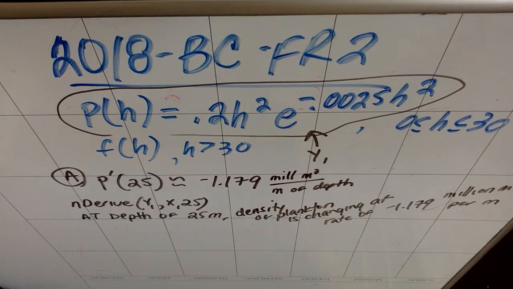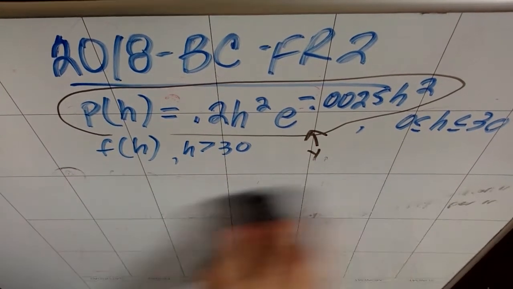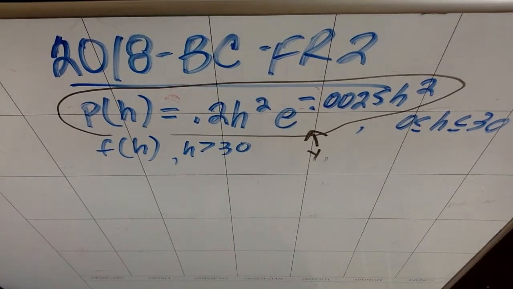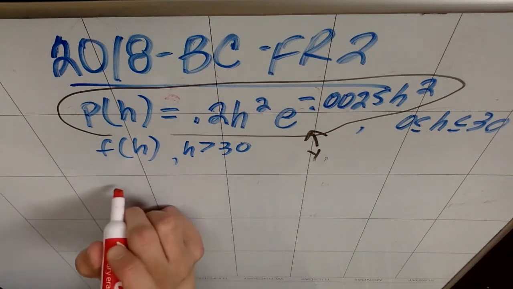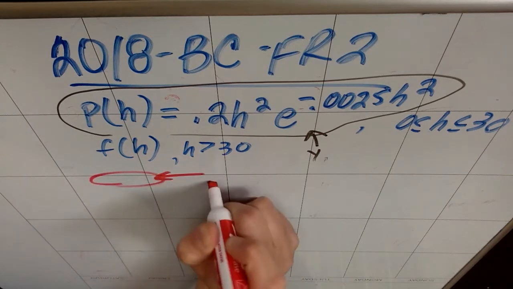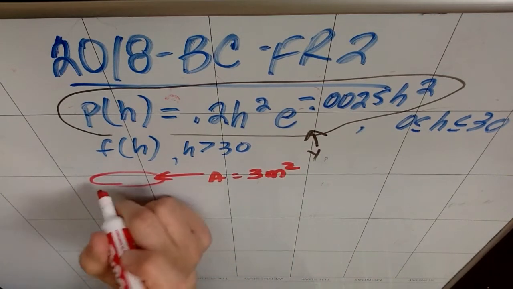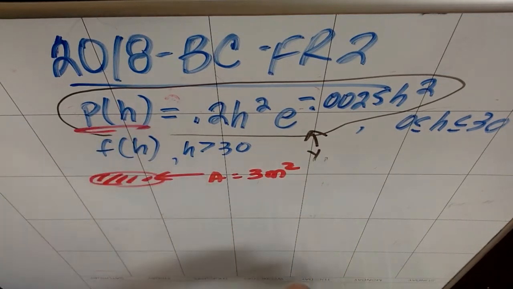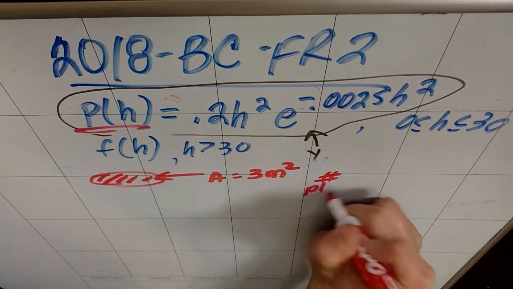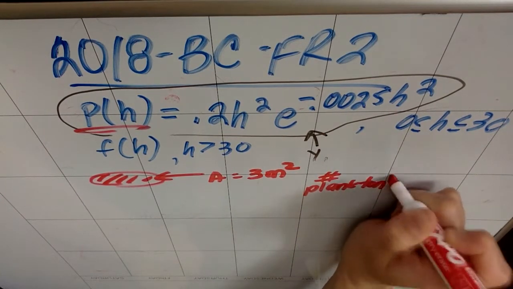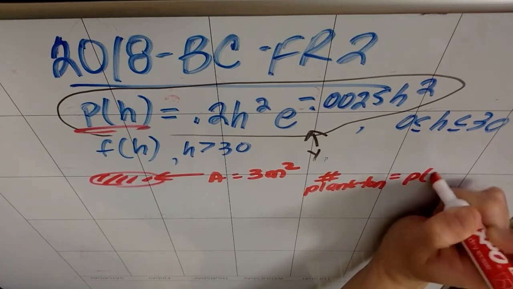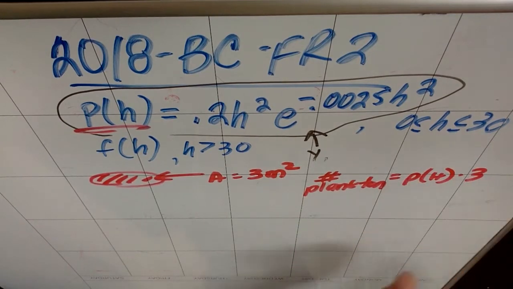So let me erase my part A. So the number of plankton, let's just pretend it doesn't matter what shape this column is. It doesn't matter if it's a circle or a square, right? So in this column, we have some area that has an area of 3 square meters, and there's some density that is represented by P. So the number of plankton is going to be the density, P of H, times the area, because it's the density of each spot multiplied by the area, right?